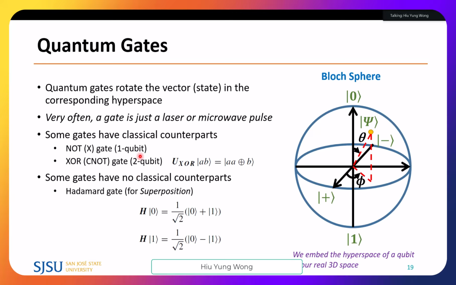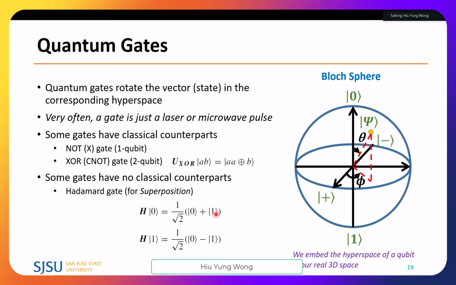And there are different gates. Some gates are the same as their classical counterpart, like the NOT gate and the controlled NOT gate. I won't go into details. But some don't have a classical counterpart, for example, creating superposition, like the Hadamard gate. For example, if I start with a 0 state, this is the classical state, right? I apply the Hadamard gate, it becomes a superposition of 0 plus 1, right? This is impossible in a classical computer.